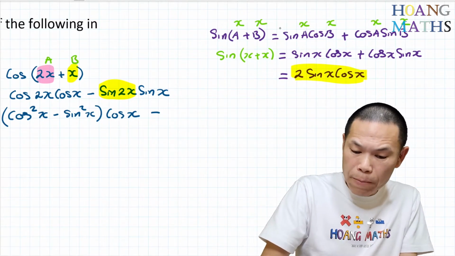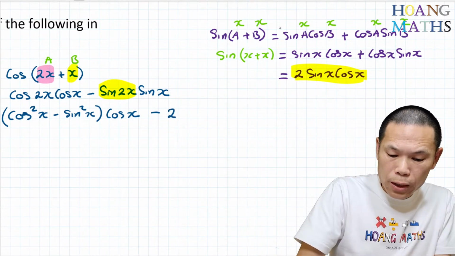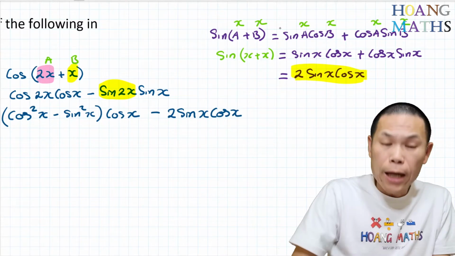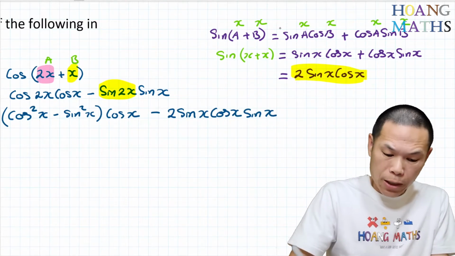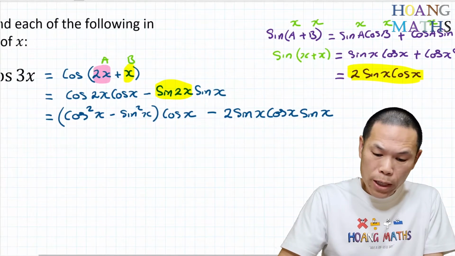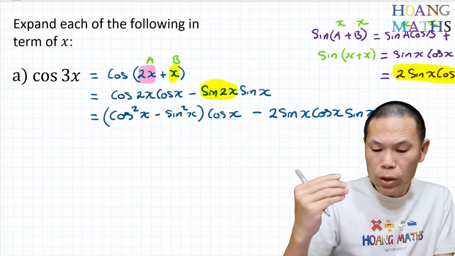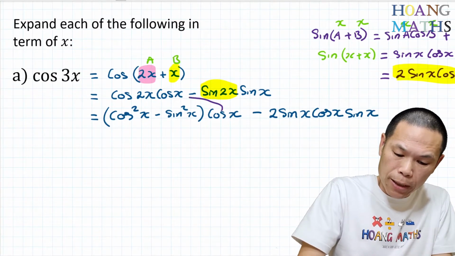So I just write this down. So sine of 2x is equal to 2 sine of x cos of x. And don't forget, we need to times sine of x. So there you go. So now what I need to do is I need to expand the brackets and then we simplify if possible. Okay, so what I mean is I need to expand this one.